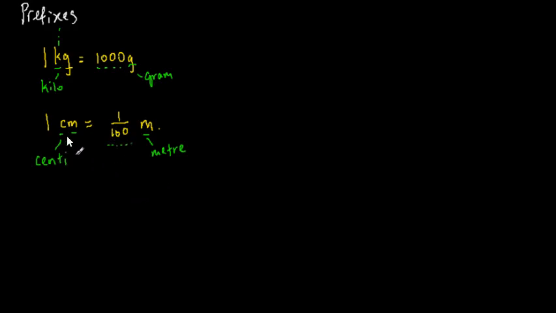And again, we call C a prefix. It's a symbol that we could add to a unit, usually a base unit, to make up a new unit, which we call cm or centimeter.